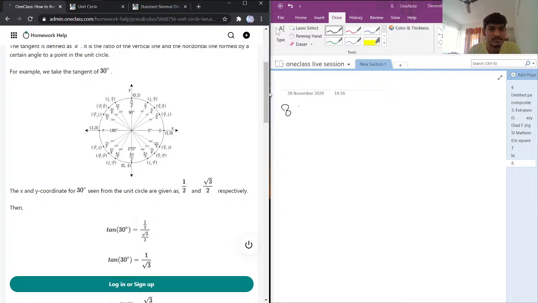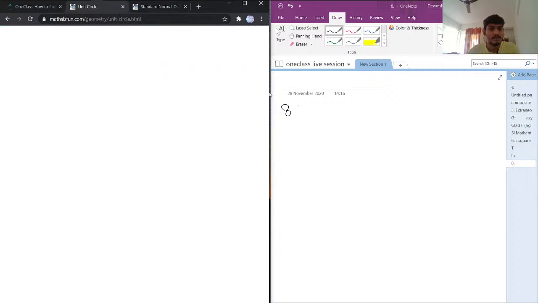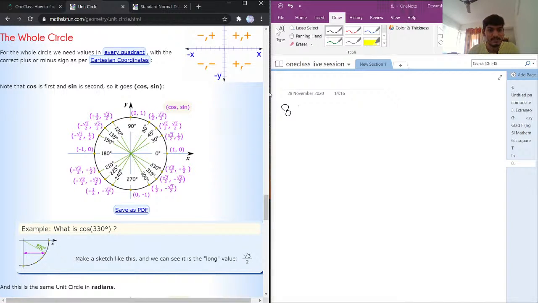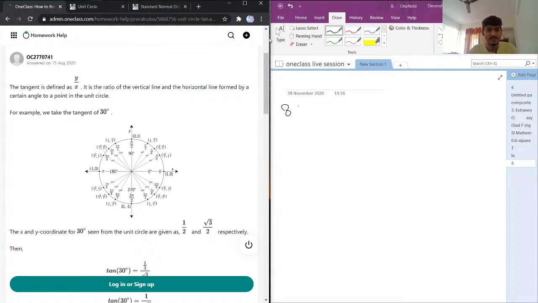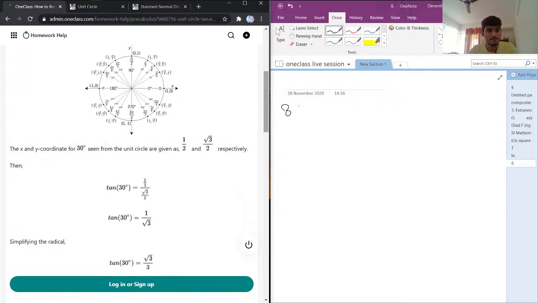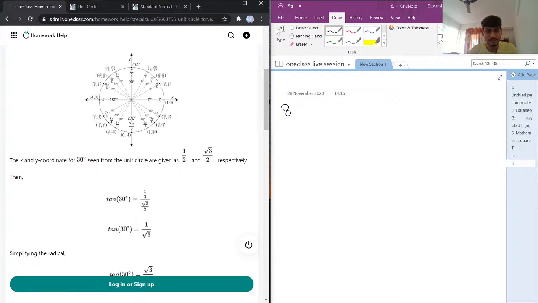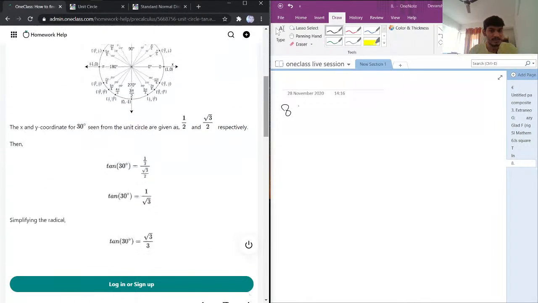The values from this circle are not visible properly. I have a unit circle open in this tab. Yeah, so in this tab these values are clearly visible. So the tangent is defined as y by x. It is the ratio of vertical line and the horizontal line formed by a certain angle to a point in the unit circle. For example, we take the tangent of 30 degree. The x coordinate and y coordinate for 30 degrees seen from the unit circle are given as 1 by 2 comma root 3 by 2. Basically x coordinate is root 3 by 2 and y coordinate is 1 by 2. Here it is written wrong. Then we write y by x, then we get the tangent.